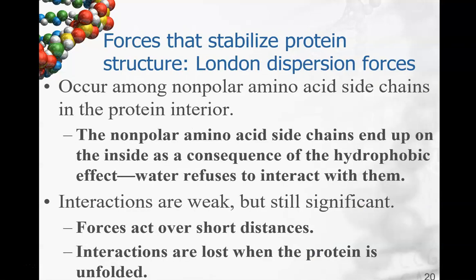Okay, so the London dispersion forces. Remember those nonpolar amino acid side chains ended up in the interior as a consequence of the hydrophobic effect because water refuses to interact with them. These London dispersion forces are weak. They act over short distances. They are still significant though, and you do lose those interactions when the protein is unfolded.